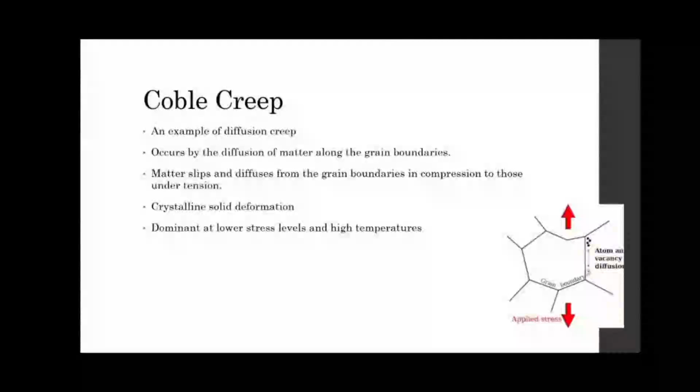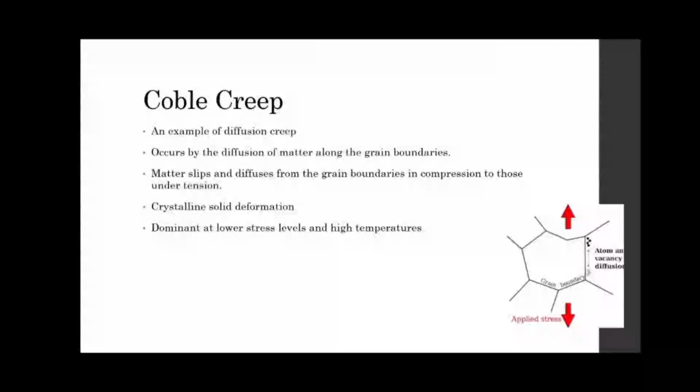Coble creep. What is Coble creep? Coble creep is an example of diffusion creep. It occurs by the diffusion of matter along grain boundaries. Under the action of externally applied stress, matter diffuses from grain boundaries in compression to those in tension. Individual grains elongate and macroscopic creep ensues.